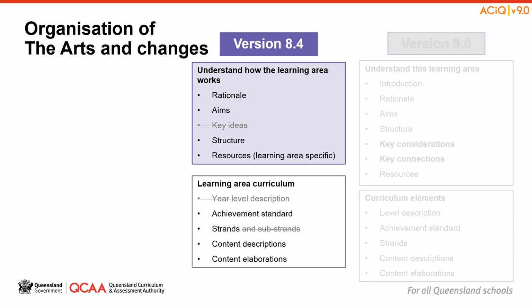In the organisation of the Australian curriculum in version 8.4, represented on the left, you will see that it is in 2 parts. The first part is Understand how the learning area works, which included the rationale, aims, key ideas, structure, and resources. The second part included specific elements about the arts curriculum, such as the year-level description, the achievement standard, strands, sub-strands, content descriptions, and content elaborations.